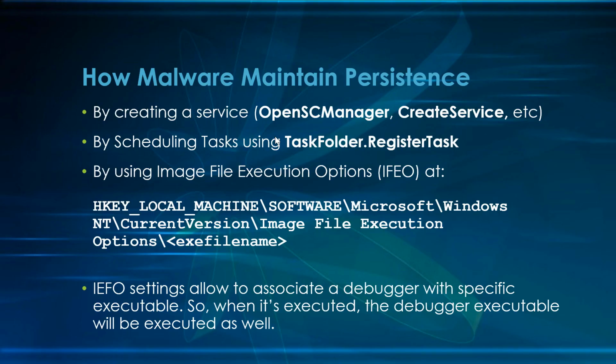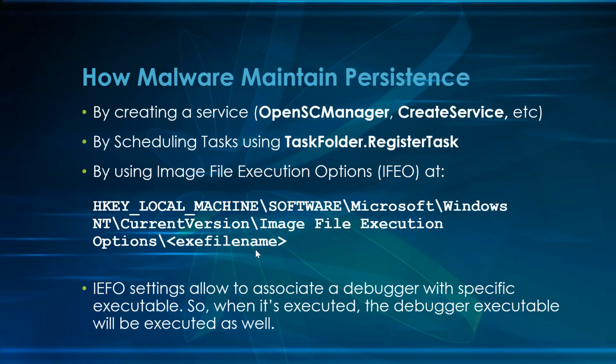So every app that is being executed can have a path here inside the image file execution options, and it can allow a debugger to always run every single time this app runs. So if you have, let's say, notepad.exe, you can associate a program to run every time you run notepad.exe, and this program should be running as a debugger for this notepad, but you can associate any app.